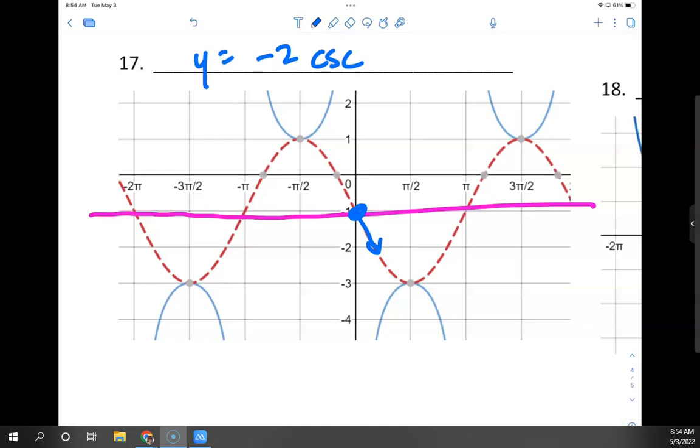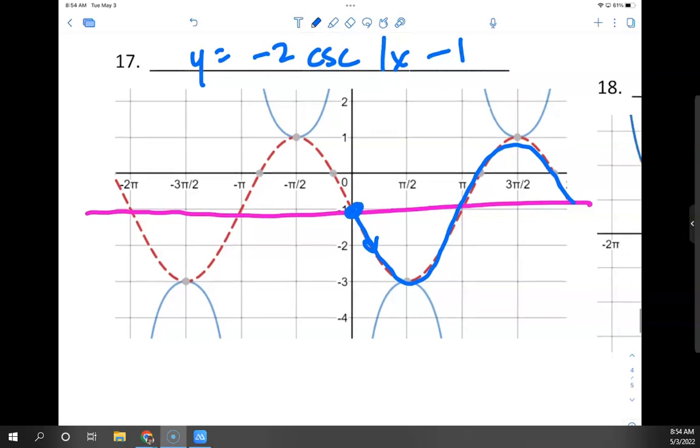Yep, and that's it because, how many cycles does it make in one period? That's 1 cycle. You don't have to write the 1. You can if you want. And then it moved -1 because that's where the midline was. All right? Cool, cool. Not bad, not bad.